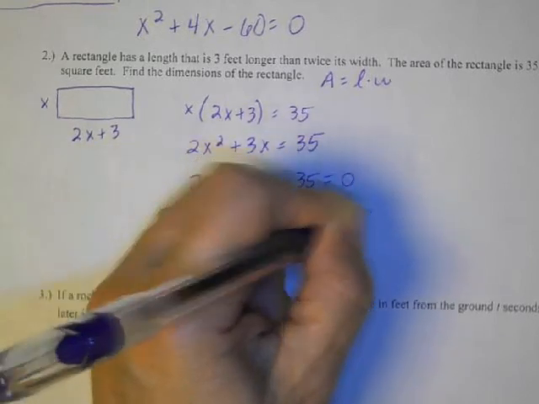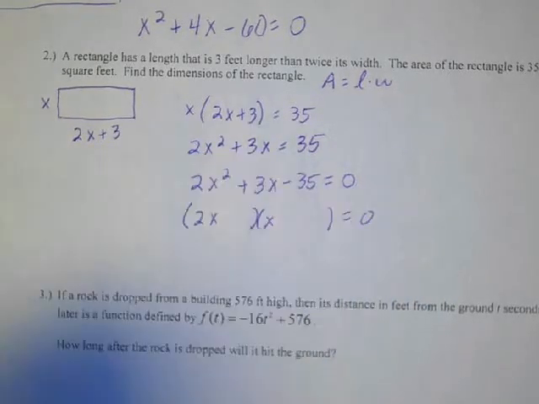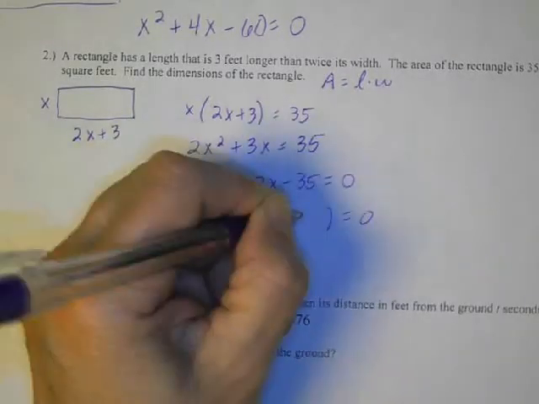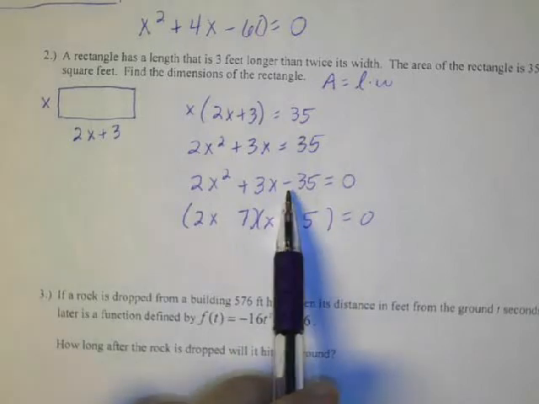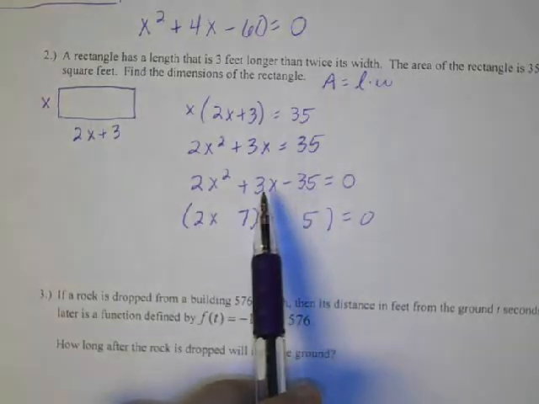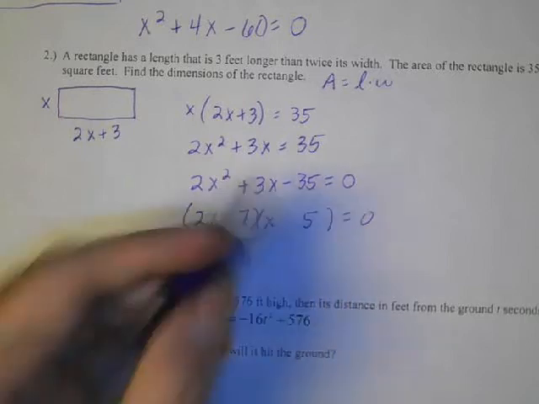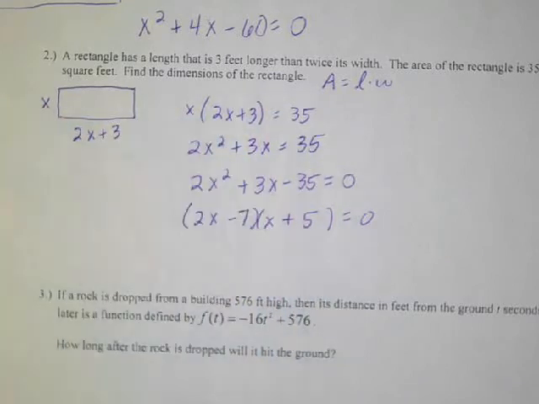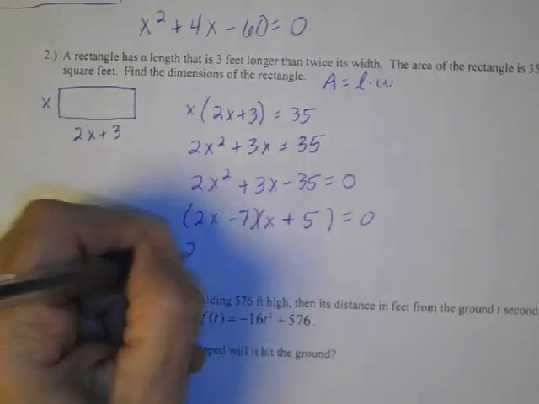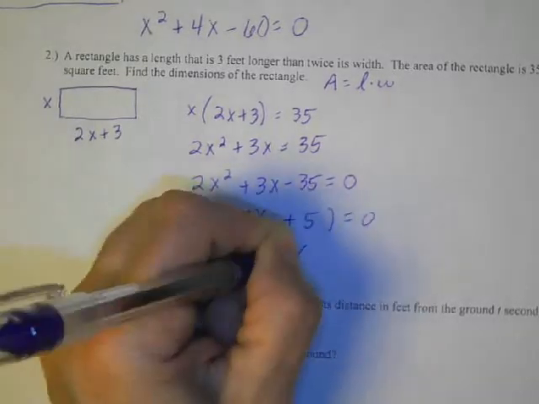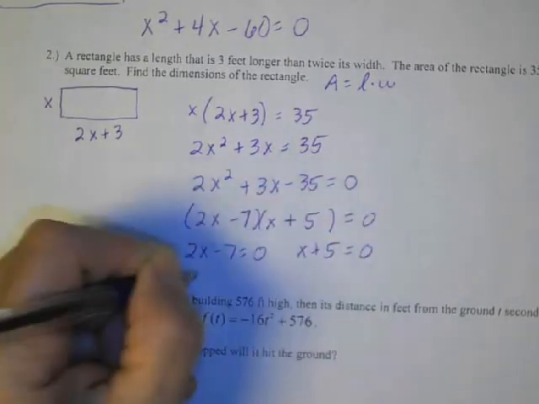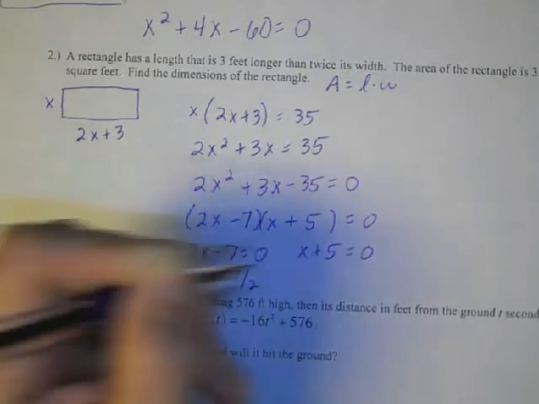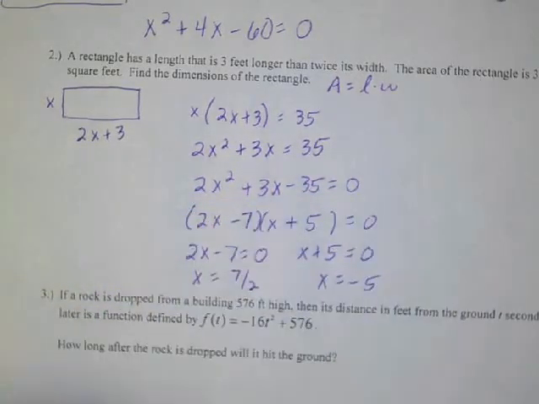I'm going to factor 2x and x, and I need a choice for 35. I'm going to use 7 and 5. Now this means my signs are different, and I need to get my outside plus inside to 3. So the outside right now would be 10, and this would be negative 7, which would give me positive 3. I'm going to set each one equal to 0 to solve. This says x is 7 halves, and this says x is negative 5.